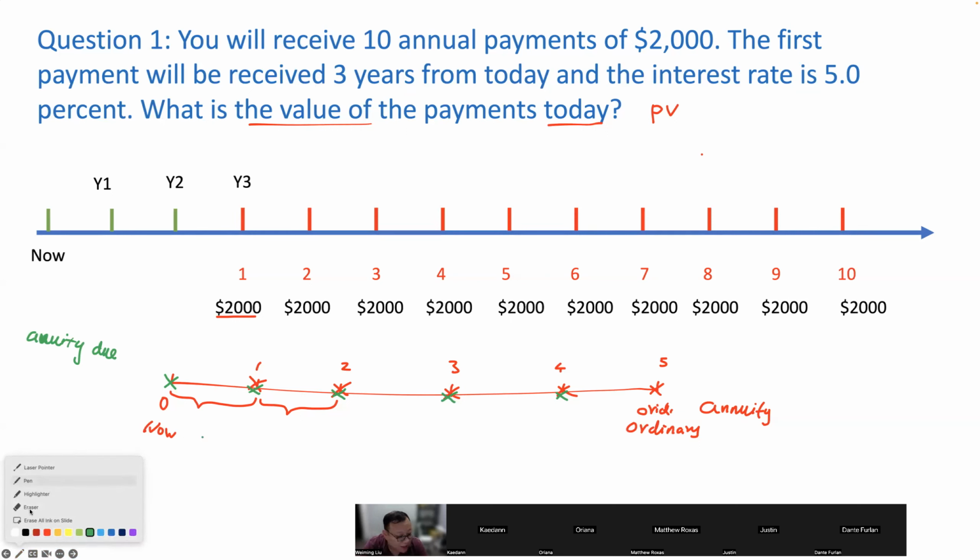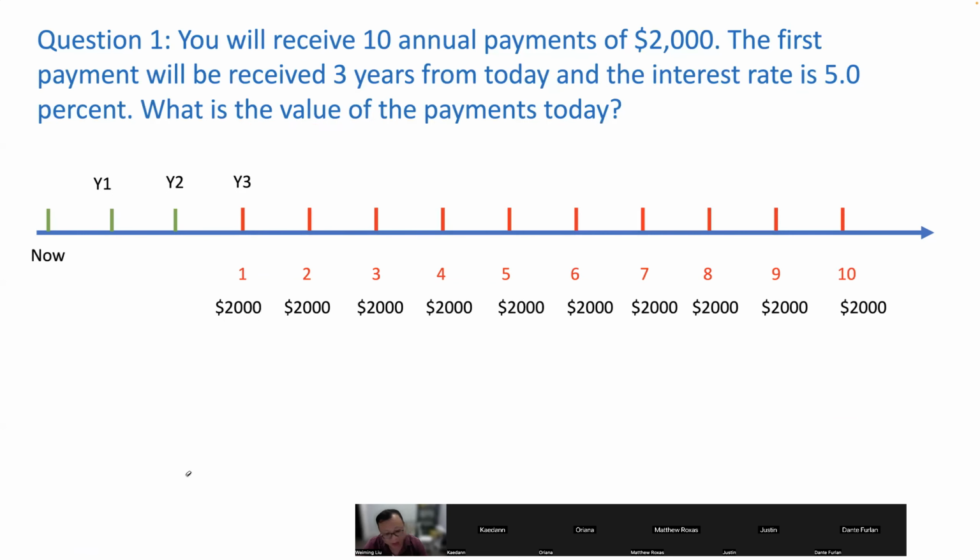Let's do the basic calculation, okay? Right now, I'm not going to use any formulas. I'm going to use the very basic idea of present value. So the idea is, for this $2,000 in 3 years, what is that value to present?